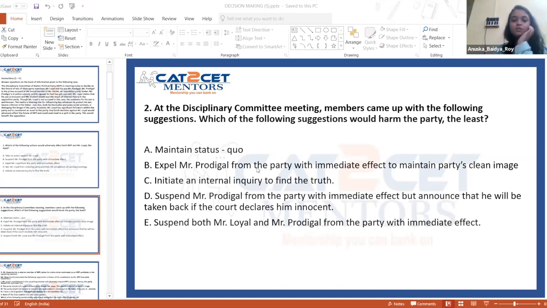And the fifth option is suspend both Mr. Loyal and Mr. Prodigal from the party with immediate effect. Now, this is the most adverse option for the party.